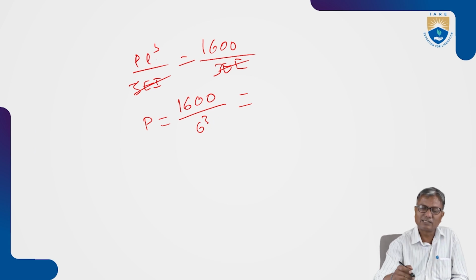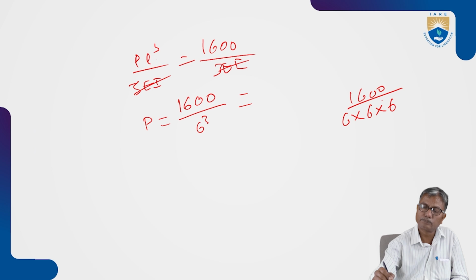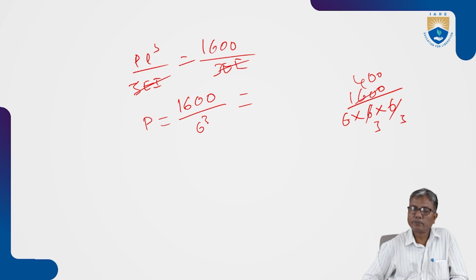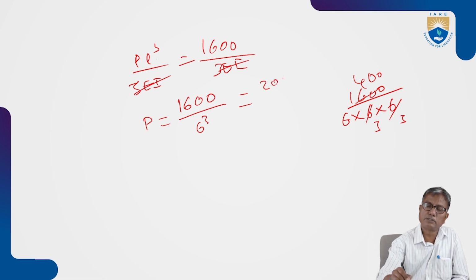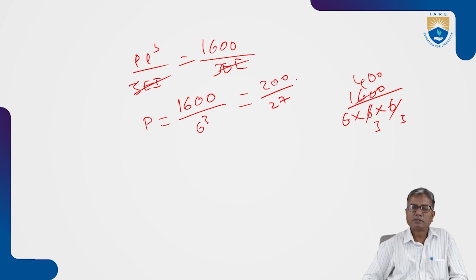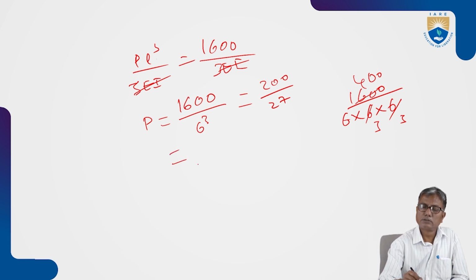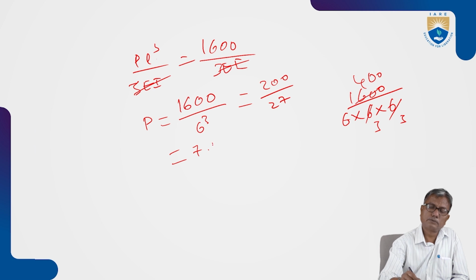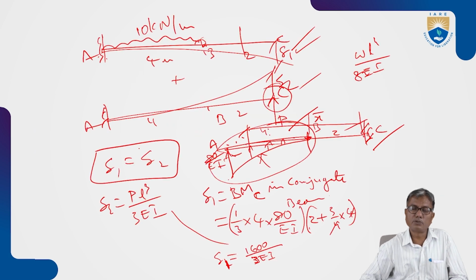1600 by 6 into 6 into 6, isn't it? 400 by 54, or 200 by 27. And it gives around 7.4 something. So it comes out to be 7.4 kilonewton.